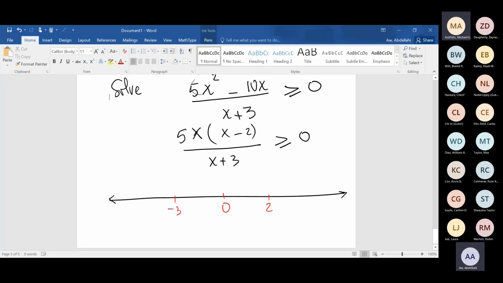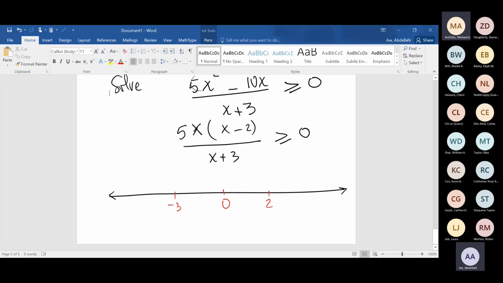Now go ahead. I'll give you about one minute to figure out the signs, plus, minus, minus, plus. First of all, are all of them cross points or turning points? All of them are cross points, right? Because the multiplicities are 1, 1, 1, so they are all cross points.